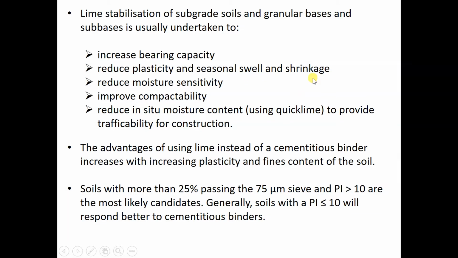This is particularly applied to clay. Clay has very high plasticity, so it can exhibit that type of swell and shrinkage behavior, which is undesirable. Mixing with lime to stabilize it will reduce these undesired attributes. Third, reduce the moisture sensitivity. After the lime stabilization, the subgrade is less sensitive to swelling or shrinking because of the water.